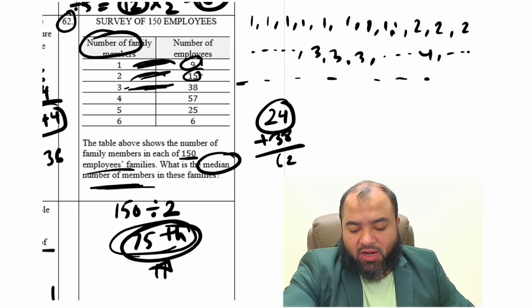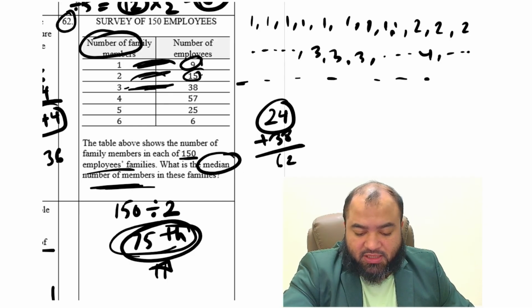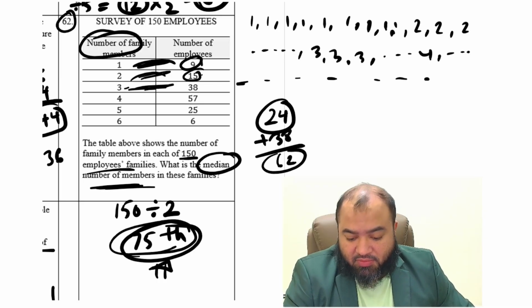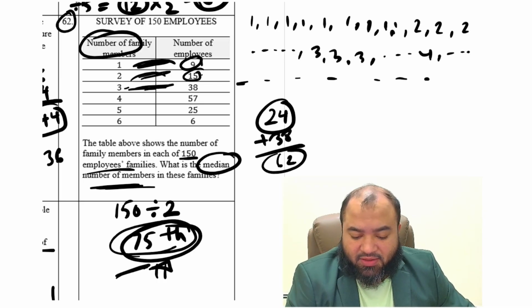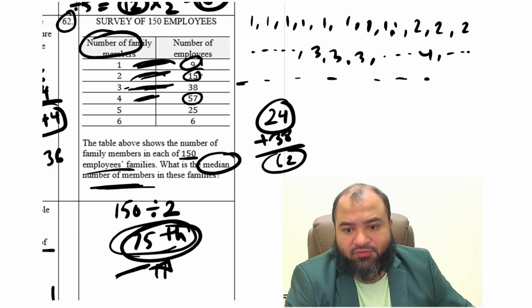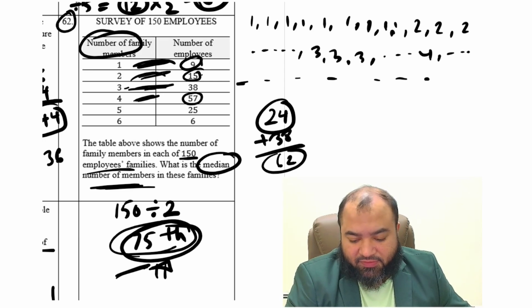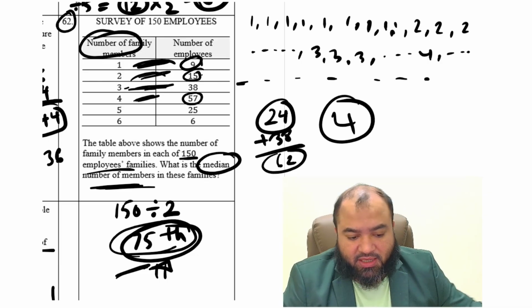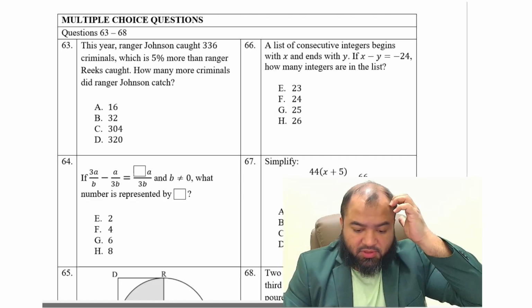Means if I write 1 9 times, then 2 15 times, then 3 38 times, so far I have written 62 numbers. But I'm trying to find out which one is the 75th number. So then I'm going to start writing 4s, and there are 57 4s. So I'm pretty sure the 75th number will be a 4. So the answer is 4. That's the median.